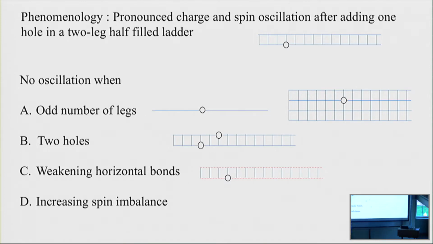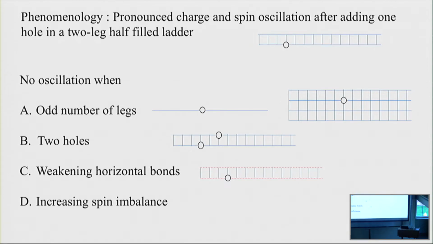And now you're weakening the bond. Now you weaken the bond, and basically the whole thing becomes opposed to independent objects. And in this case, you can actually show that the whole thing hops around as a whole. So again, the motion of this object is coherent.